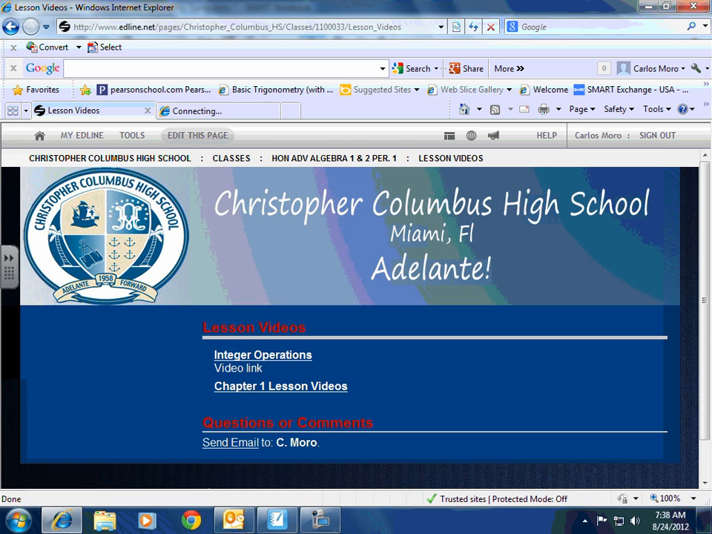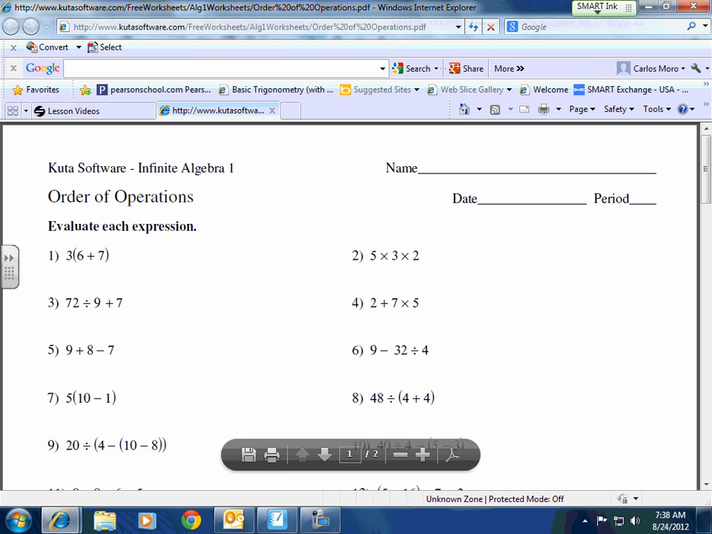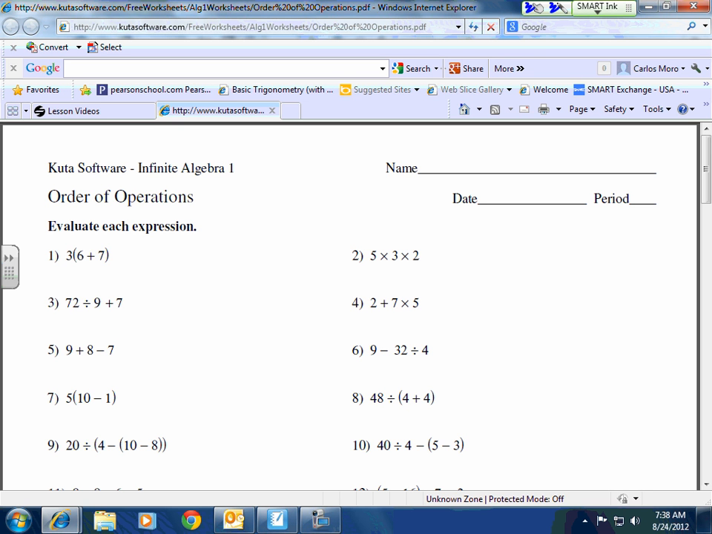Okay, let's check out some more practice here. All right, let's run through these kind of quickly, but this way we can get some more examples. 3 times (6 plus 7). Well, I have parentheses here, so this is going to be 3 times 13, so that's going to be 39. I got 5 times 3 times 2. That's just multiplication. It's going to be 30.